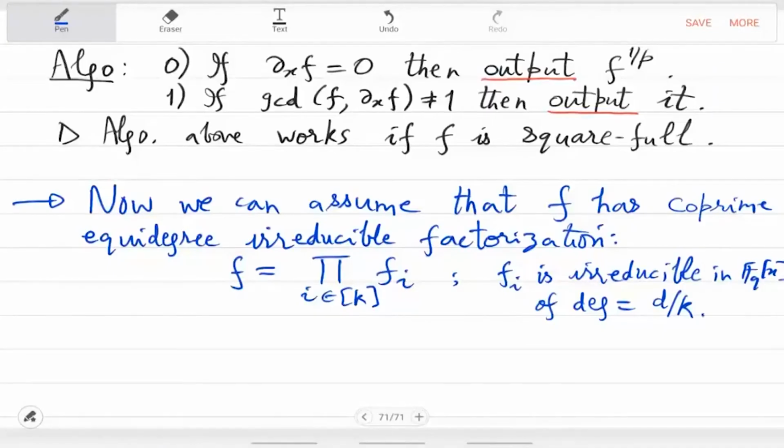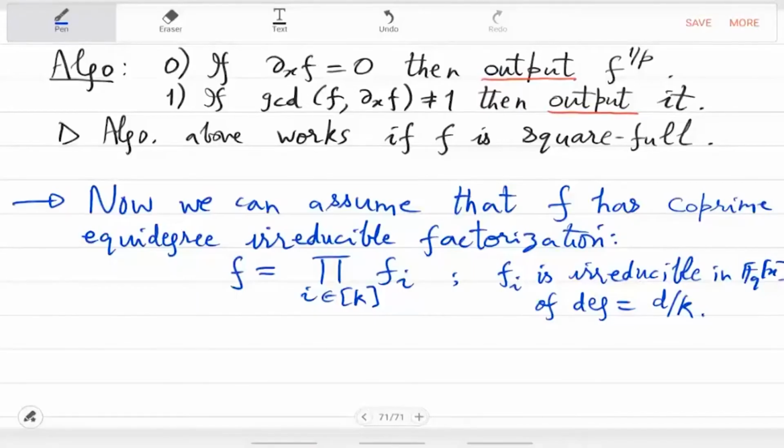Why is k known? How do you know how many factors there are? We know the overall degree and we know the degree of each factor. So total number. Yeah, how do you know the degree of each factor? First algorithm and the second. When you take GCD with x to the q to the m minus x, that exponent m is the degree of the irreducible factors. So you know the degree of fi, hence you know d by k, from which you know k. Yeah, so this is the setting.